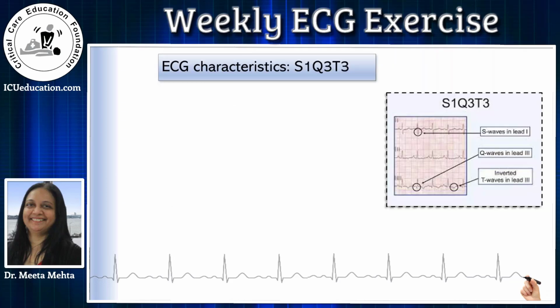I want to discuss for a couple of minutes the concept of S1Q3T3, which is very often spoken of, especially in exams, as a classical pattern in pulmonary embolism. So what is S1Q3T3? You will see an S wave in lead 1, Q waves in lead 3, and inverted T waves in lead 3. This is also known as the McGinn-White sign. So how do you get these ECG changes?